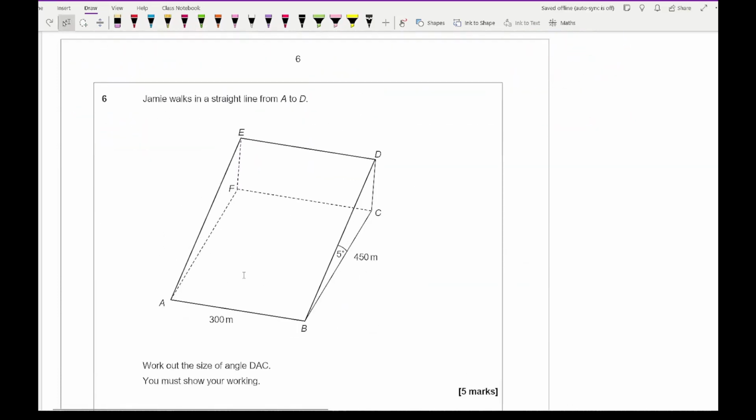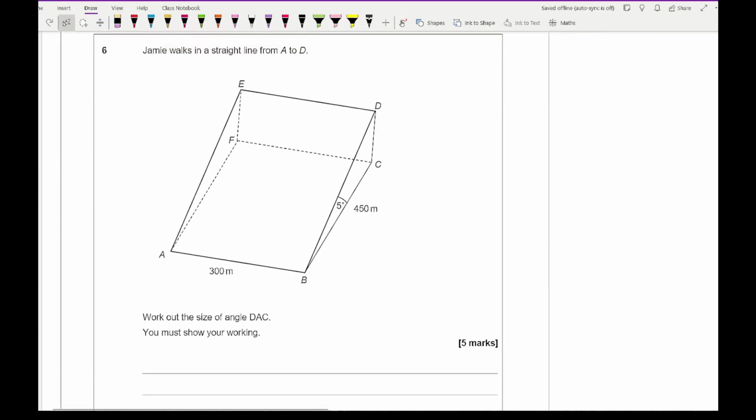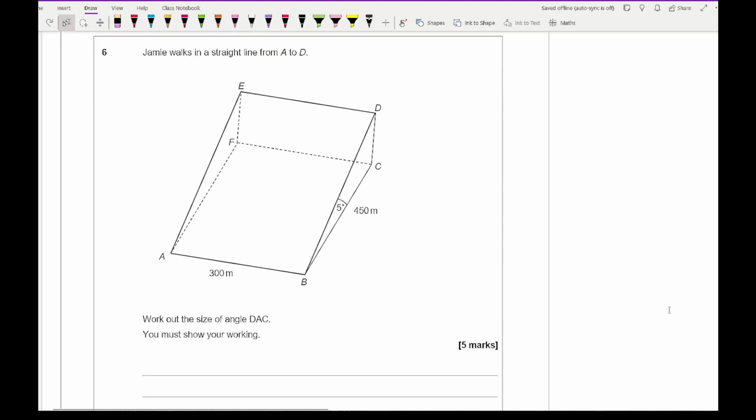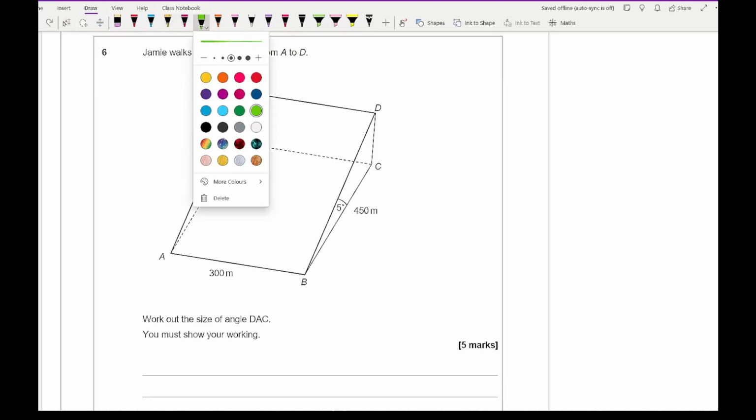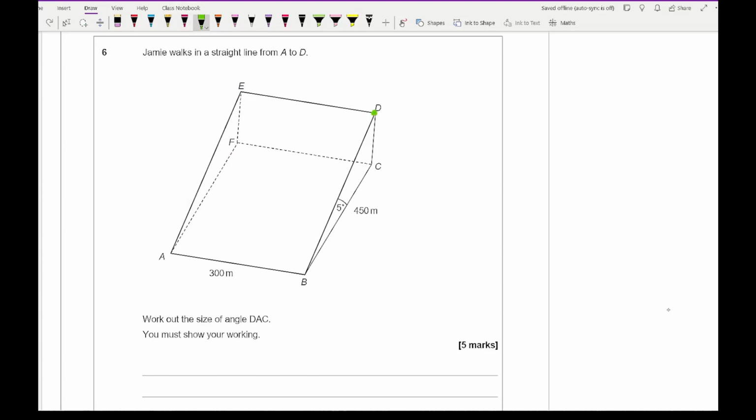Moving on to question 6, and let me just try and get that a little bit better on the screen. It says Jamie walks in a straight line from A to D. Work out the size of angle DAC. Okay, so DAC goes from D to A to C. So it's this angle that I'm wanting to work out, which looks pretty small, but there you go.